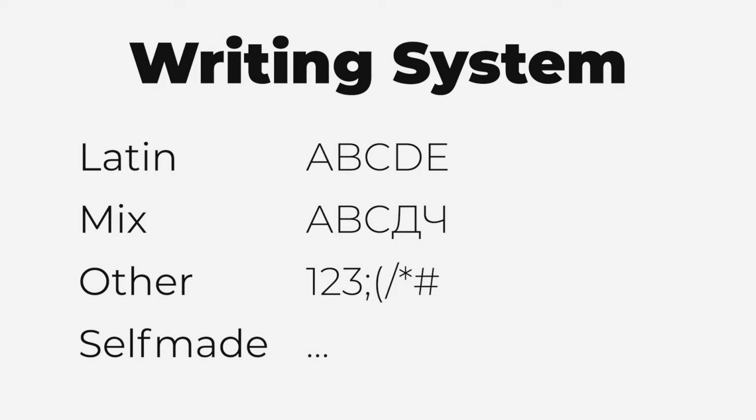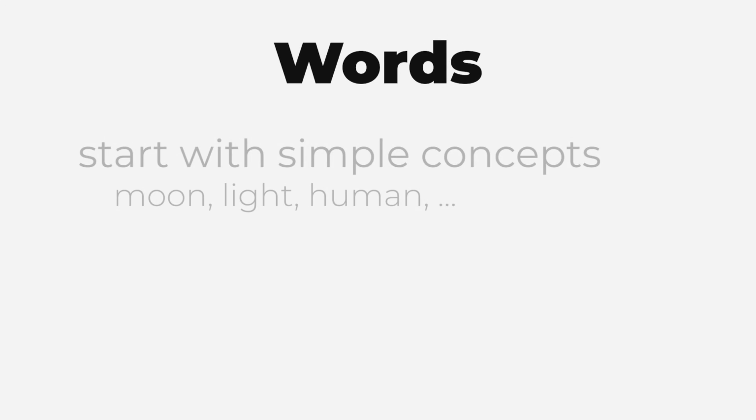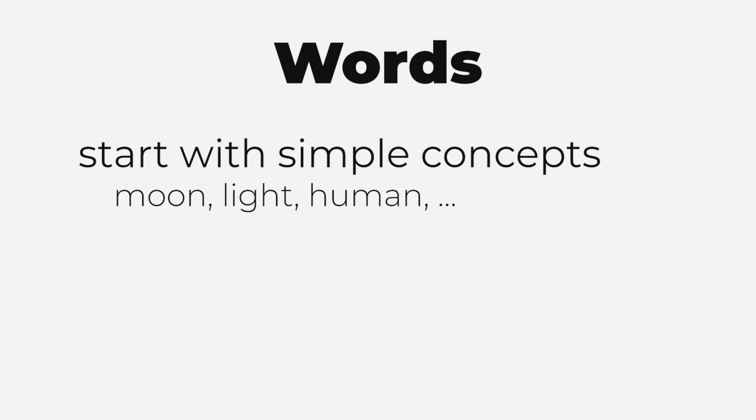Think about it. Now that you have set up your sound system and your writing system, it's time for the most important step. Create words. Without words, a language is essentially nothing, and they will help your language become alive. I recommend starting with simple words and concepts like moon, light, human, and so on. Try to break language down into the most basic concepts, and then go on from there.